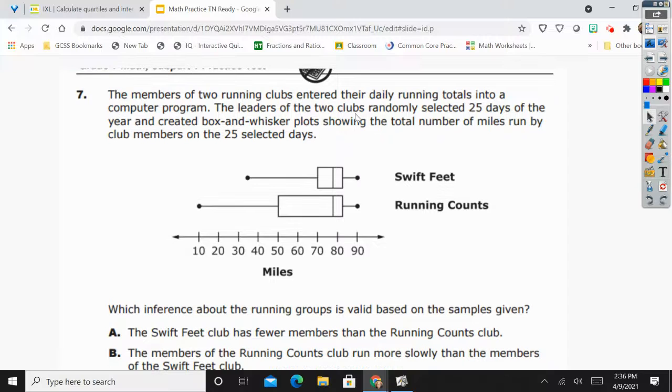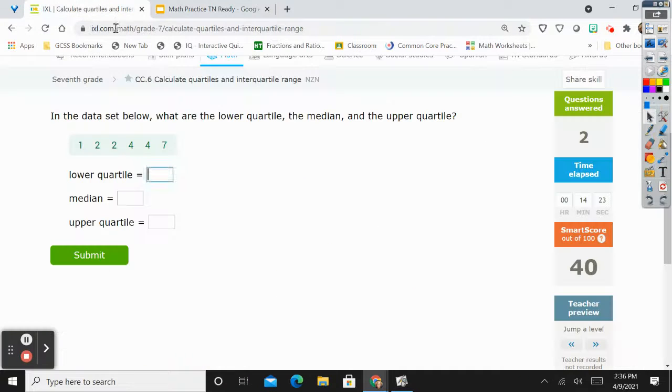All right? So as you can see, you have to know how to do this, but you also have to know how to take the information and apply it to something else.